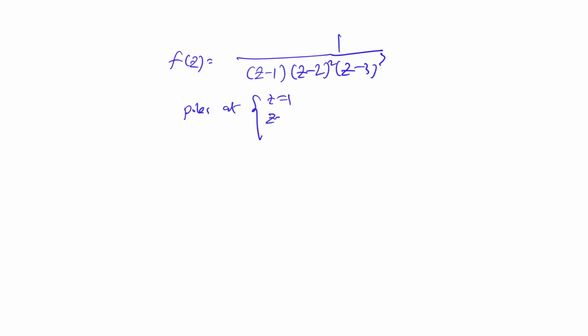Plus f(z), z minus 1, z minus 2 squared, z minus 3 cubed. So for this problem, how many poles does this function have? 1, 2, 3, right? How about the order? 1, 2, 3. So it has 3 poles at z equals 1, z equals 2, z equals 3, with order 1, 2, 3, right?